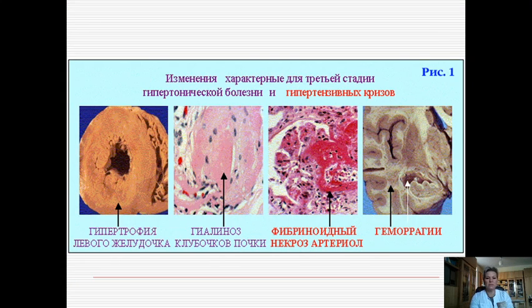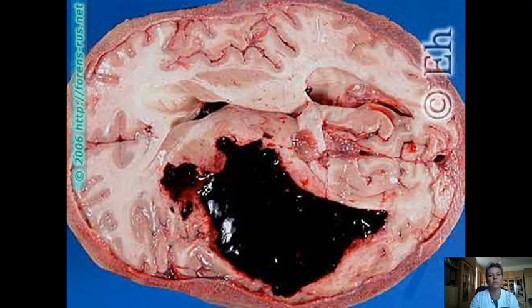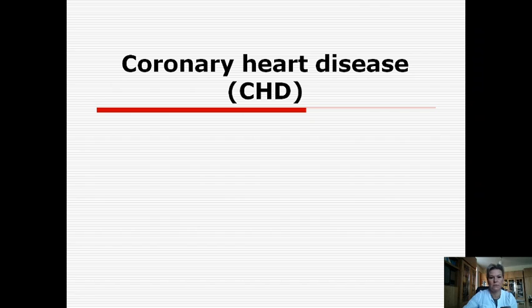In this photo, you can see manifestation of third stage of hypertensive disease on the left side and a hypertensive crisis on the right side. First picture, hypertrophy of left ventricle. Second picture, hyalinosis of glomerulus in the kidney. Third picture, fibrinoid necrosis of arterioles, and in the last photo, hemorrhages in the brain. Hemorrhages in the retina, hemorrhages in the brain can appear.